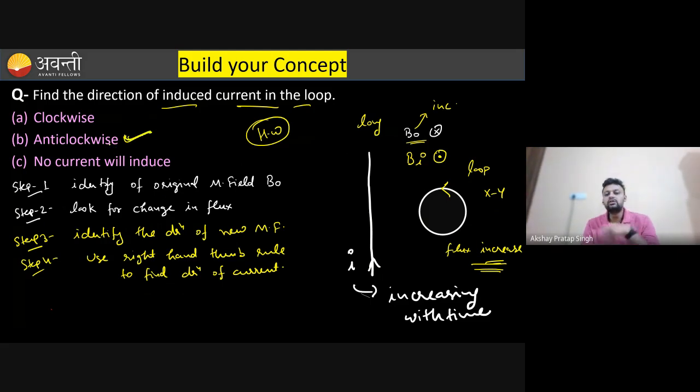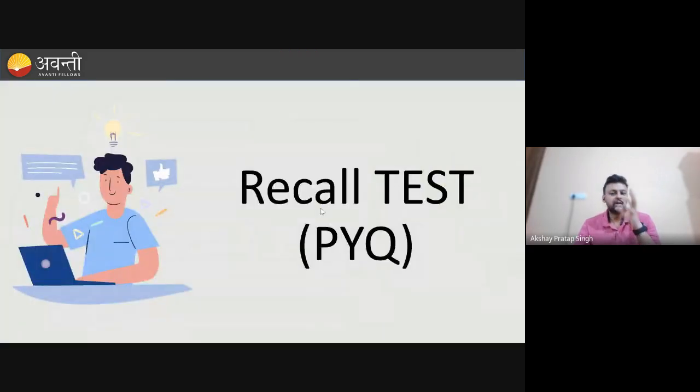Now you can do these things very quickly. I will give you some time. After one more question, I will give you one more question. So is this clear to everyone? Moving further. Now we have some recall questions based on this Lenz's law concept. So you can do it.